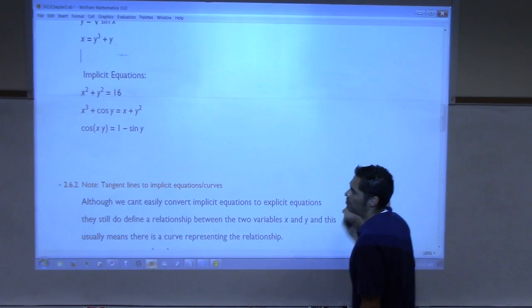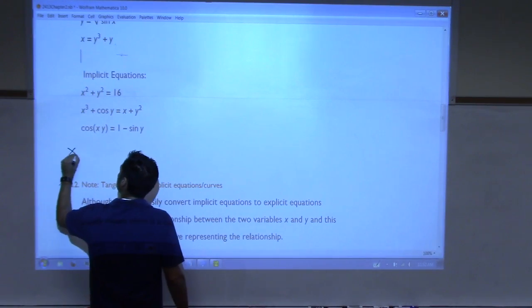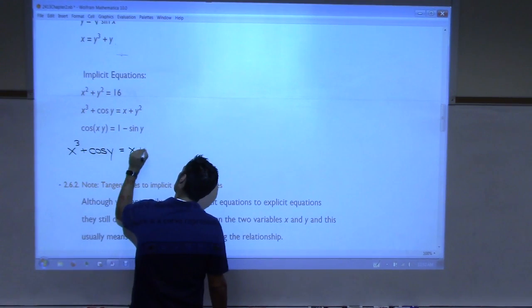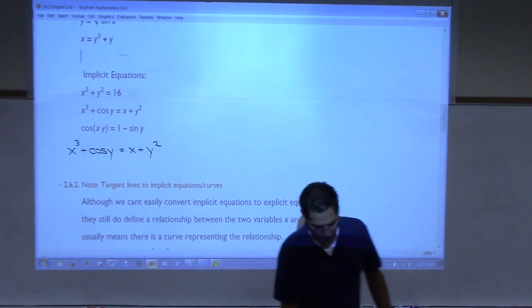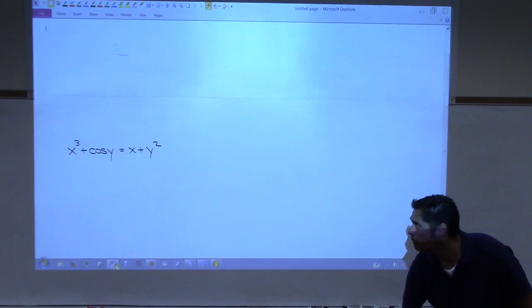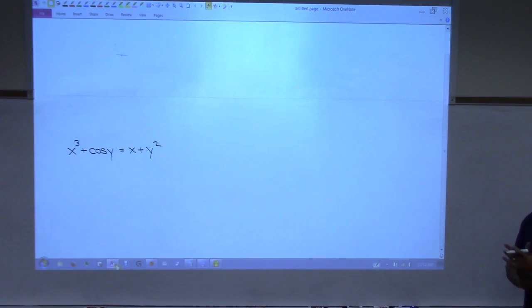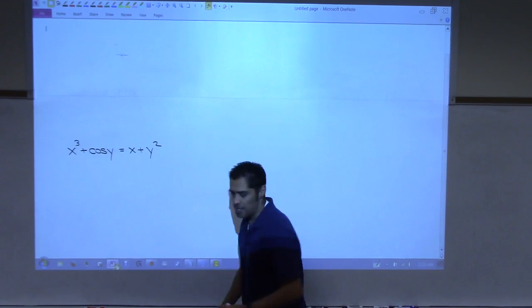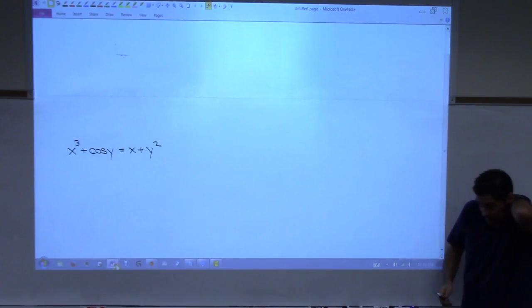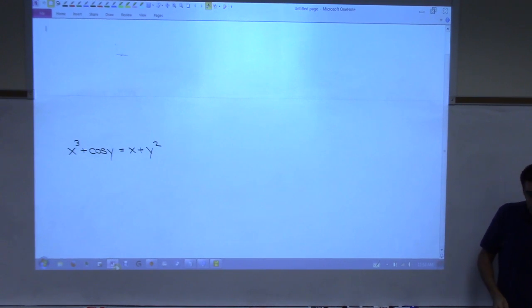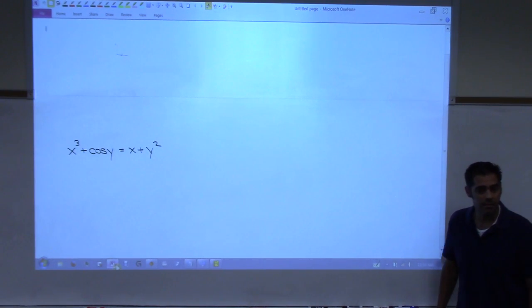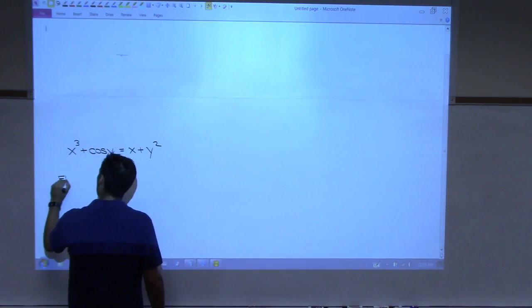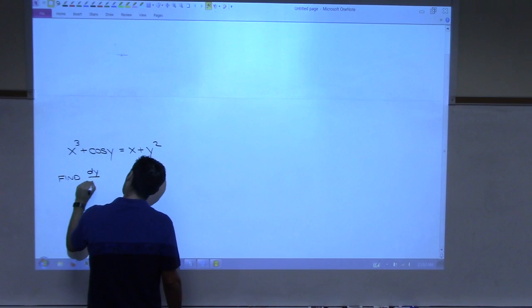All right, let me write our next one down here. x cubed plus x cosine y equals x plus y squared. We've already conceded that we are not even going to try to solve for x or y here. We're just going to do implicit differentiation, and we're going to be done. So I'm going to ask you to find again here dy/dx.